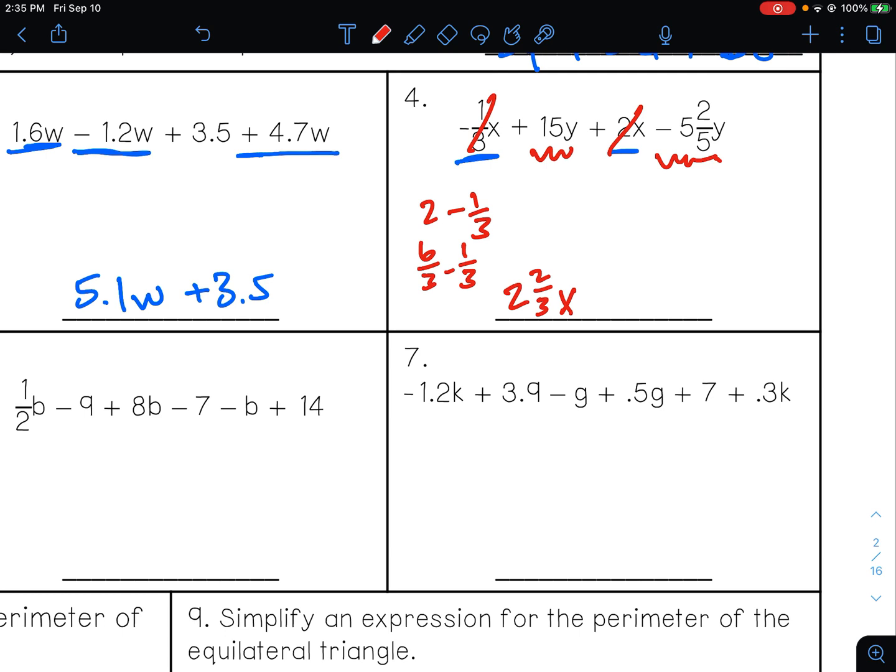Goodness. And now let's deal with my y's. My y's are 15y minus 5 2/5. My goodness, they are not making this easy on us. 15 minus 5.